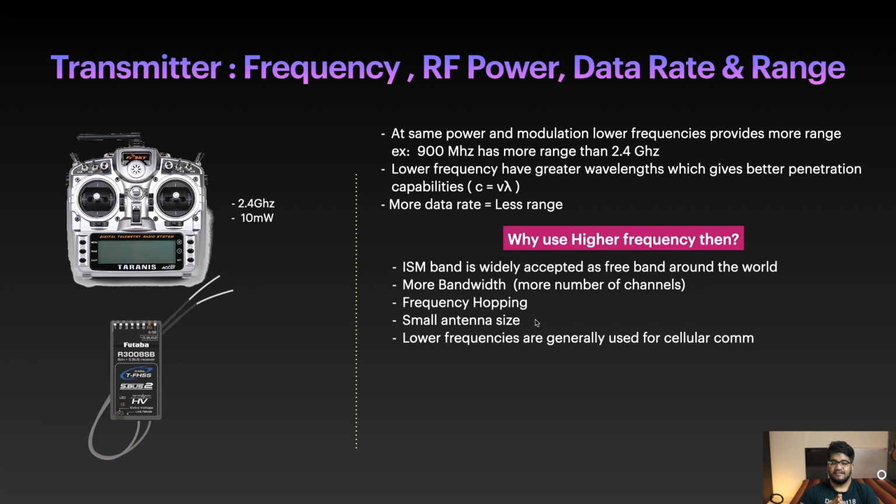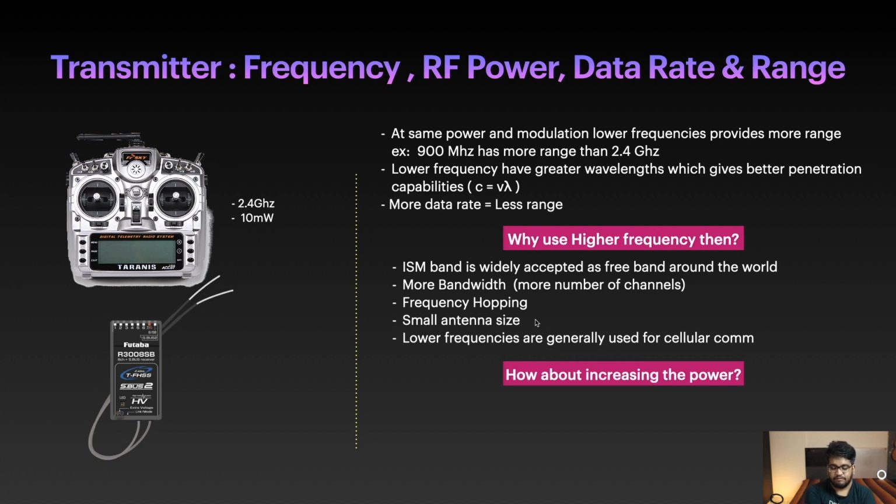Another thing is small antenna size. The lower the frequency, the bigger the antenna size gets, and we'll understand that in a bit in later slides. But for now, just understand that lower frequencies need a bigger antenna for transmission, and higher frequencies need a smaller antenna for transmission, and you do not want to go to a field and take a massive 3 feet antenna with you for flying a small FPV drone. So that is why you need to have high frequencies. And again, the last point I already mentioned, that lower frequencies are generally used for cellular communication, and you are not allowed to transmit in that.